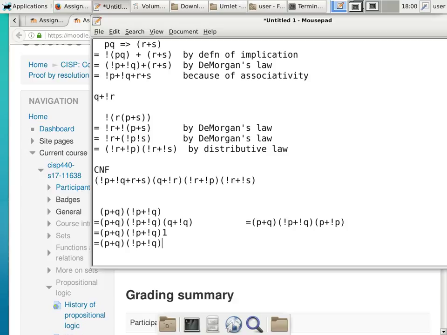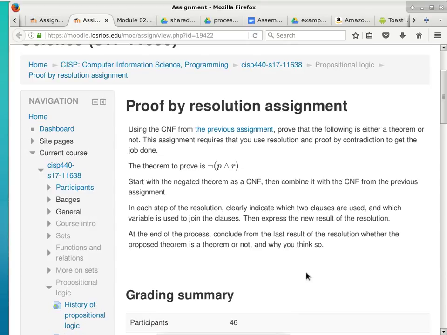All right. Any questions? Yeah, go ahead. So for the homework, you have to prove not P and R. In the first step, you said negate the theorem. So would we negate the theorem, like not P and R, as the first step? Mm-hmm. Okay.